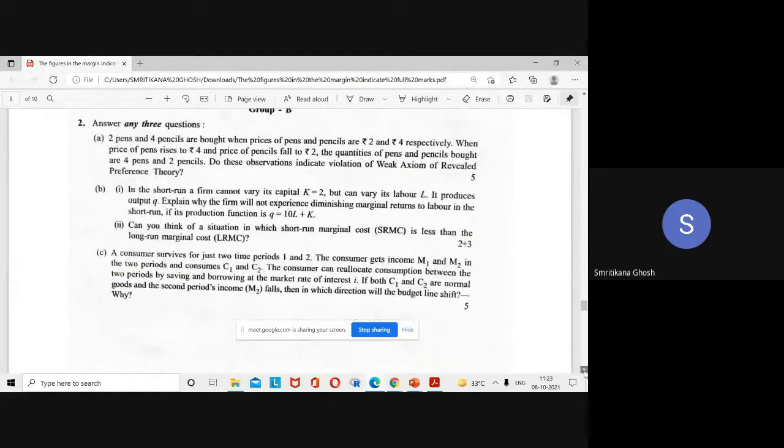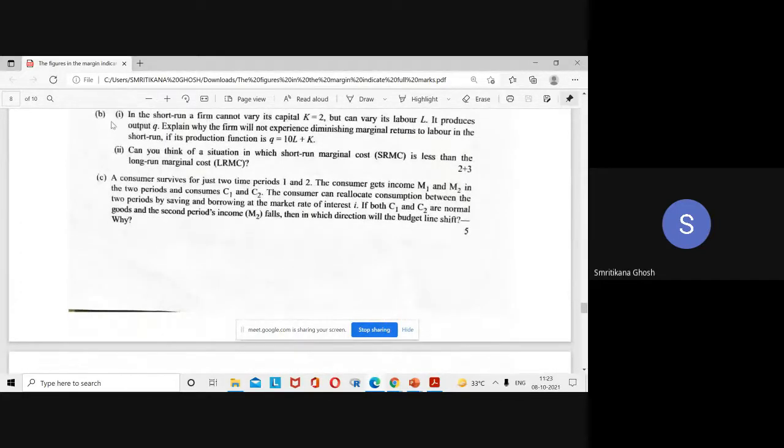Okay. Look, question number B. In the short run, a firm cannot vary its capital, K is equal to 2, but can vary its labor. It produces output Q. Explain why the firm will not experience diminishing marginal returns to labor in the short run if the production function is this. Explain. This is your question. I discussed a lot. Question B1. This is your task. Do it. 2 marks question.